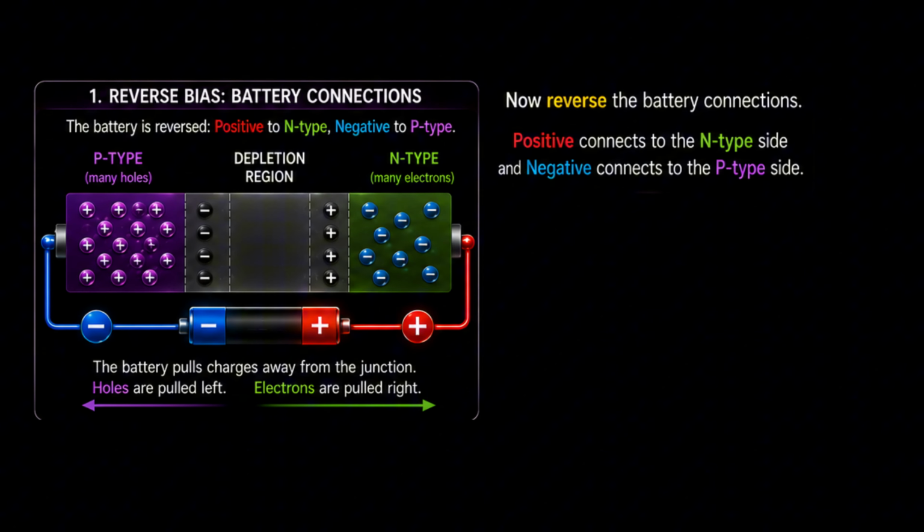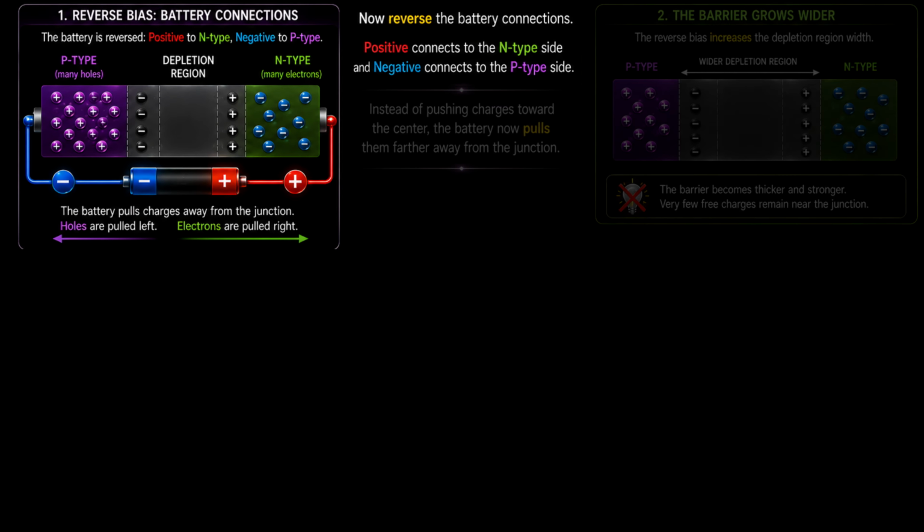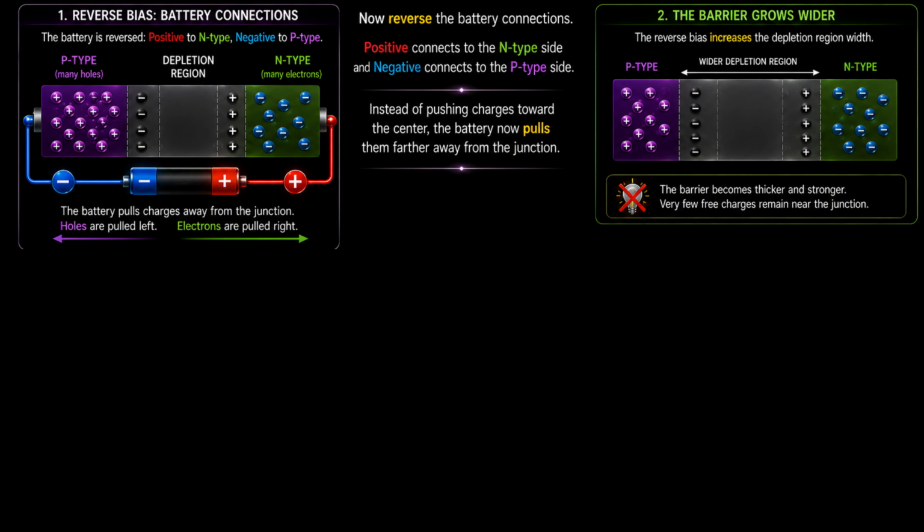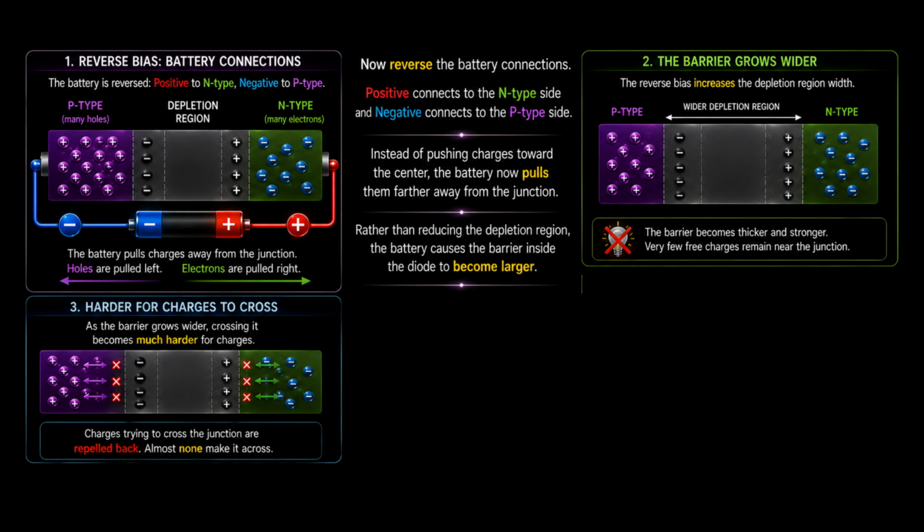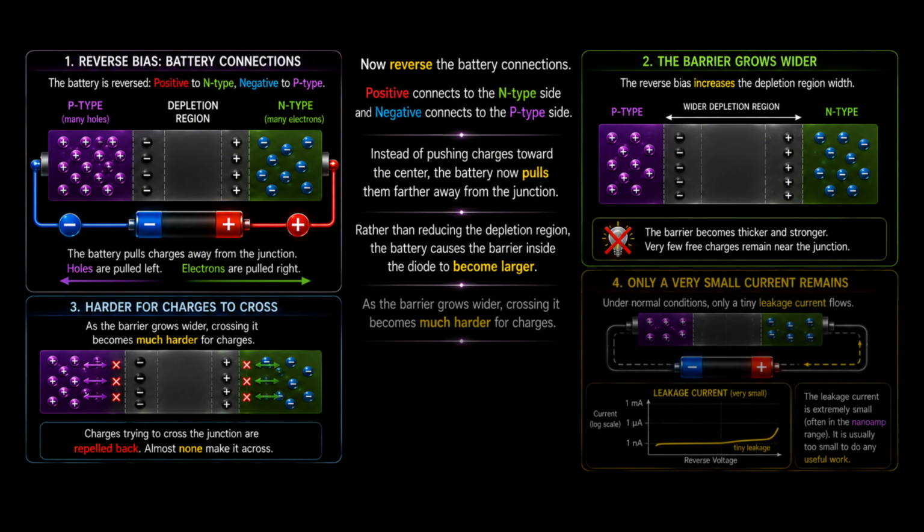Now reverse the battery connections. Positive connects to the n-type side and negative connects to the p-type side. Instead of pushing charges towards the center, the battery now pulls them farther away from the junction. Rather than reducing the depletion region, the battery causes the barrier inside the diode to become larger. As the barrier grows wider, crossing it becomes much harder for charges.